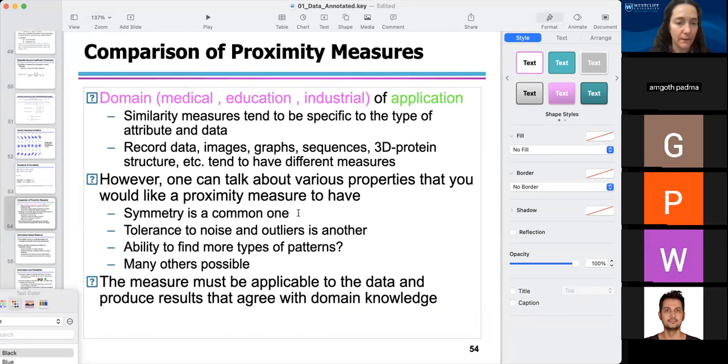Based on our goal and based on the types of data that we are dealing with, we need to choose the appropriate similarity measure. The measure must be applicable to the data and produce results which are in sync with the domain or the application of this data.